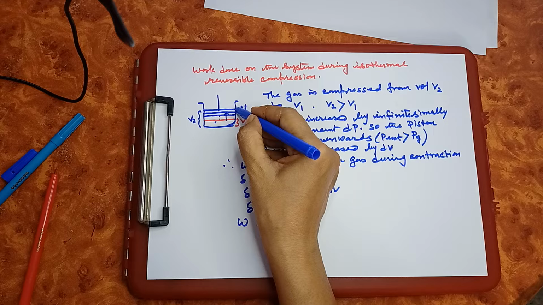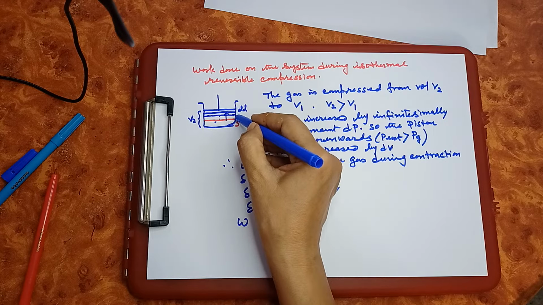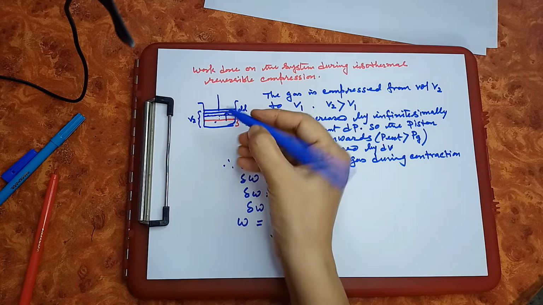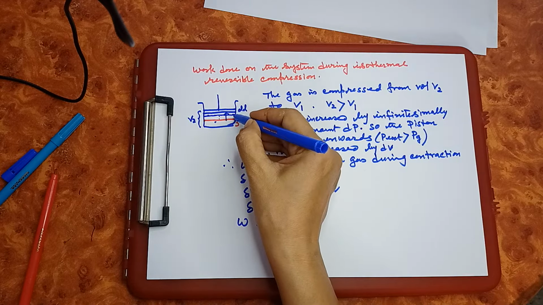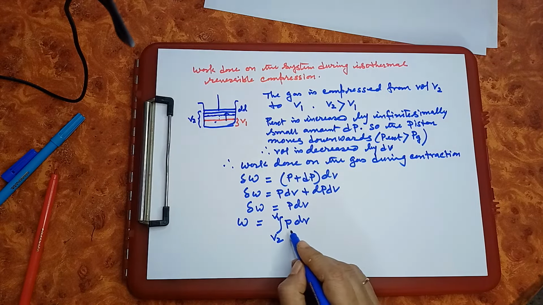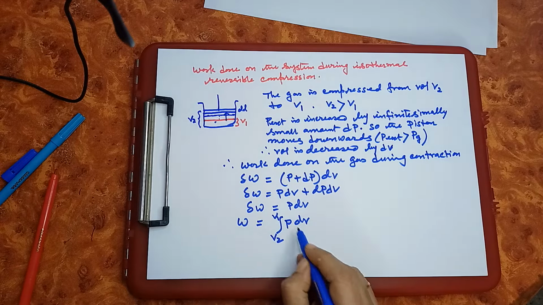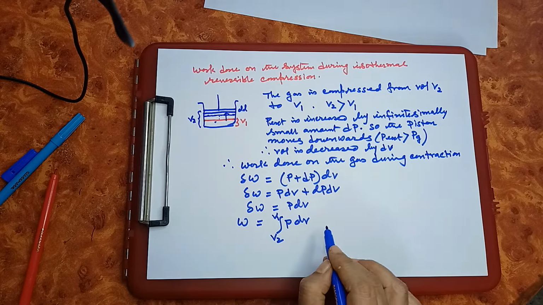Here the external pressure is say P external. Here external pressure is P external plus dP. Here external pressure is P external plus dP plus dP. So in each step it is constant, but in different steps it will be different. Therefore P cannot be taken as constant. I cannot take it outside of the integration sign. I have to convert it in terms of volume.